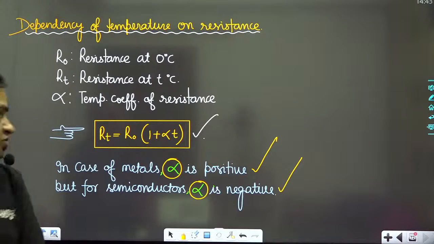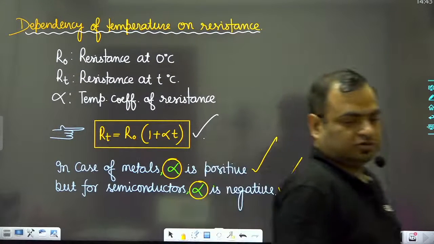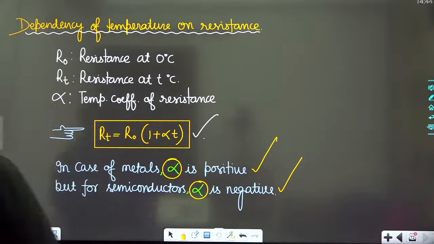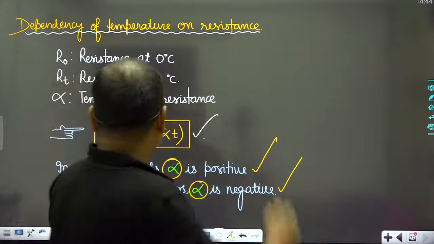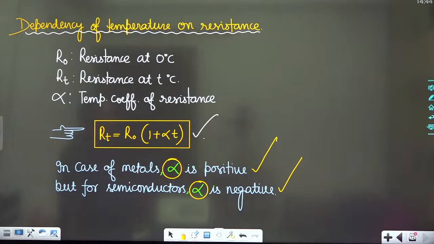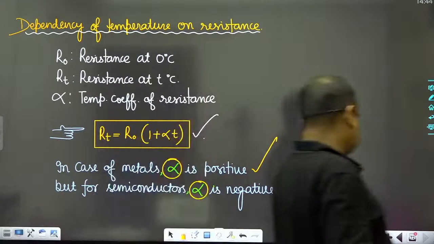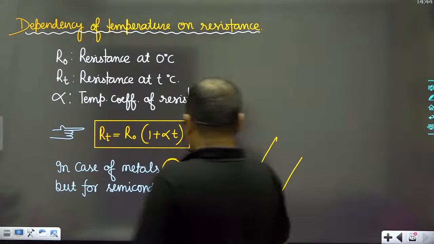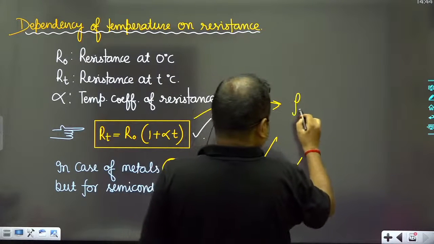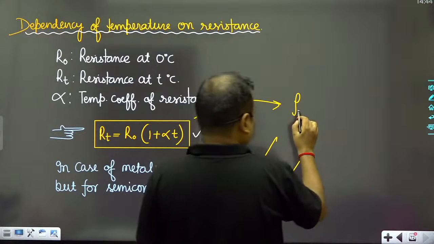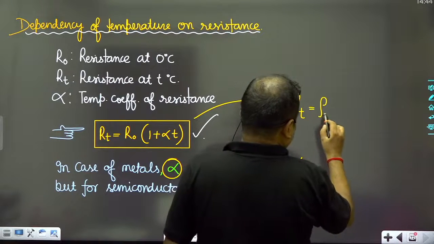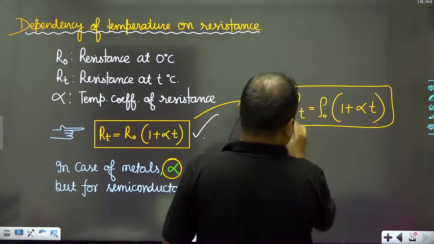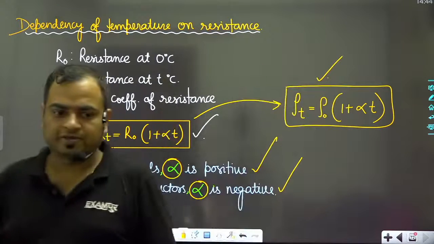I'm sure that you will get at least one question from this section in your exam. So please note. Later on we will do some more questions. A similar formula holds for resistivity also: rho t is equal to rho 0 into 1 plus alpha into t.